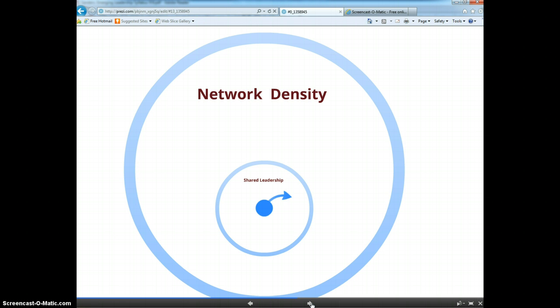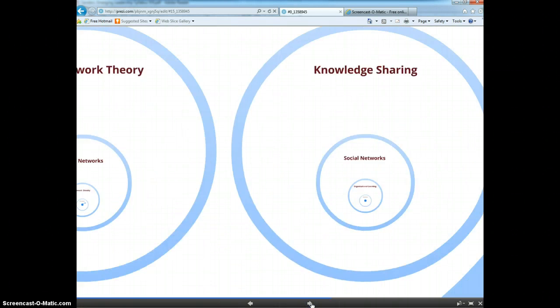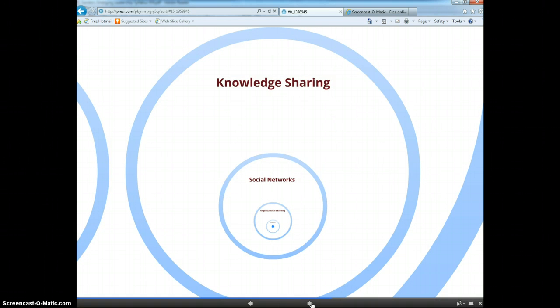And within that, of course, we see more shared leadership. As density increases, we have more leaders coming into play, and that interaction creates shared knowledge. And shared knowledge will actually create what are called communities of practice. So as individuals work together, it creates an actual community within this particular network. So of course, shared knowledge and shared leadership takes us over to this aspect of knowledge sharing.